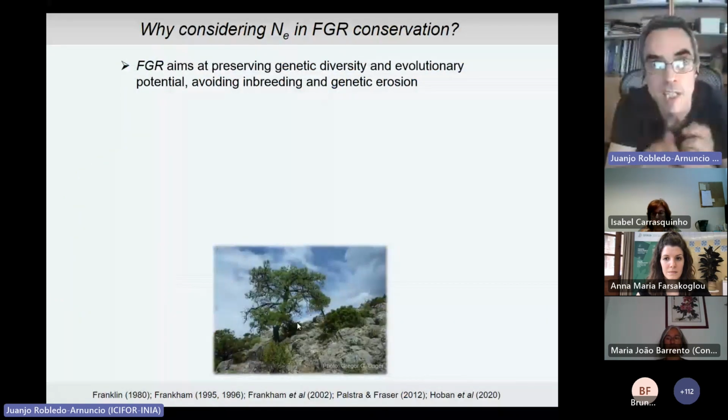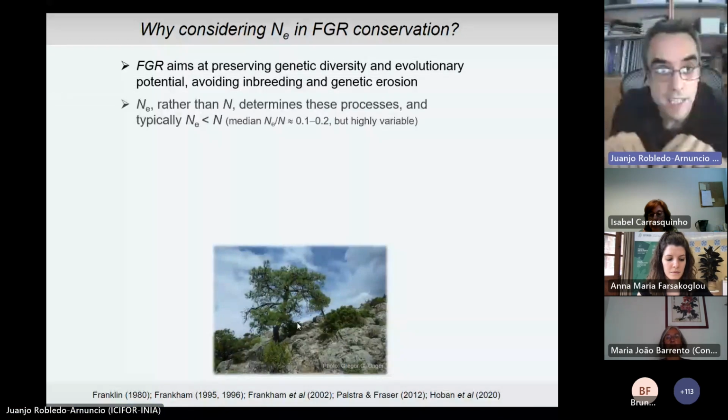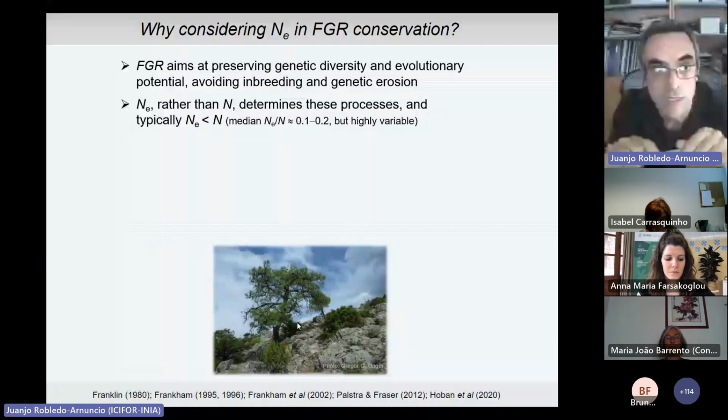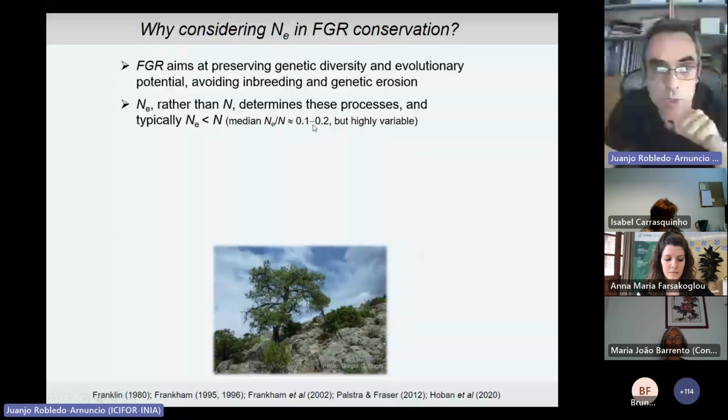So then why consider Ne in forest genetic resource conservation? Well, FGR aims at preserving genetic diversity and evolutionary potential, mostly avoiding inbreeding and genetic erosion. And it's Ne rather than the census size N that determines these evolutionary processes. And typically, we know that in many cases, Ne is lower than the census size. From many empirical studies, we know that the median estimates of the ratio is about 0.1 or 0.2, but highly variable among populations and species.